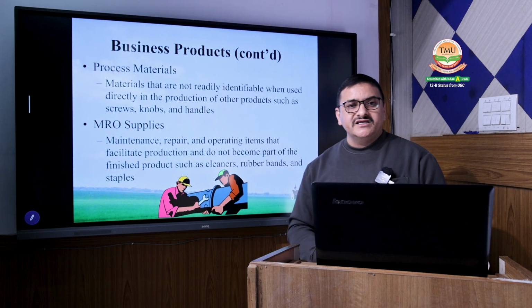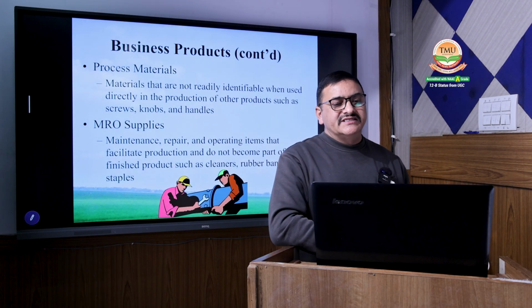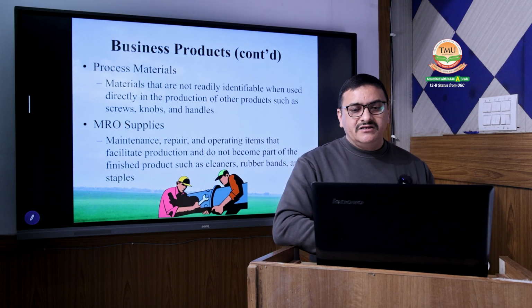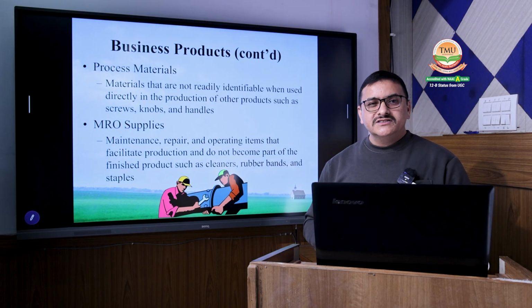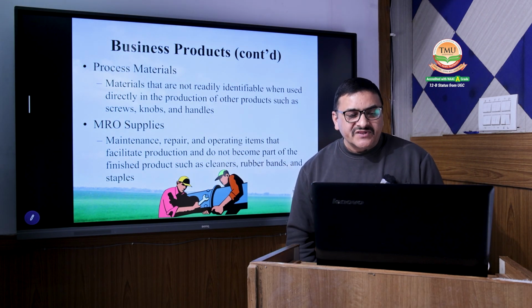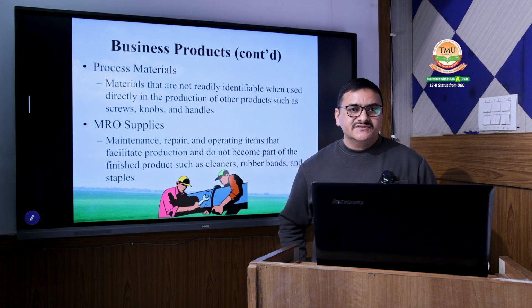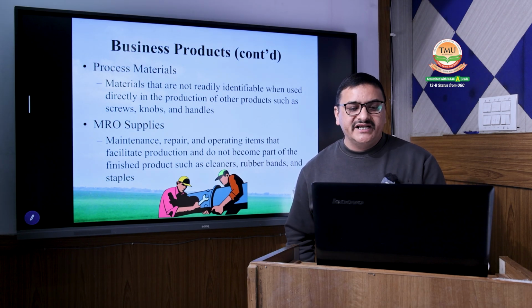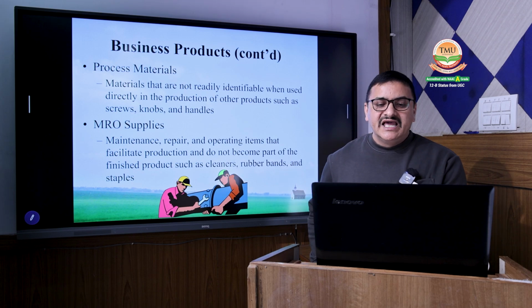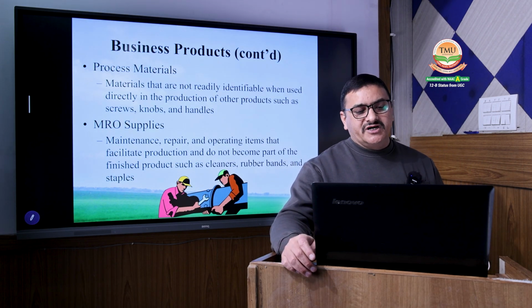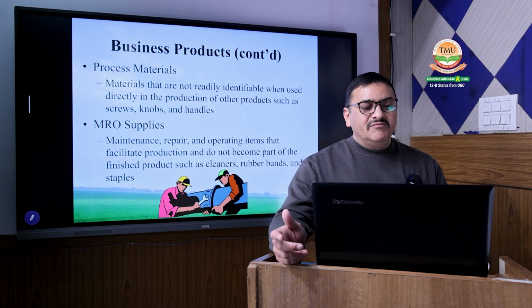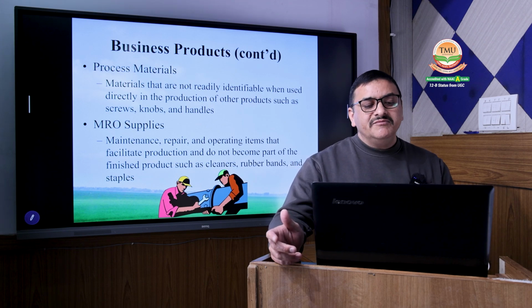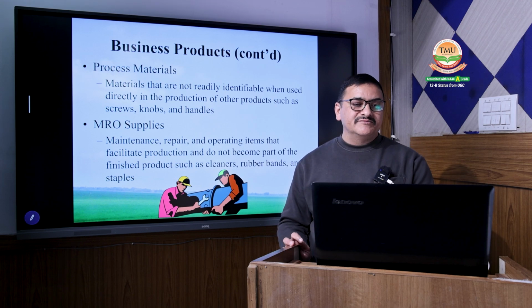Then we have processing materials. Processing materials means materials that are not readily identifiable when used directly in the production of other products, such as screws, knobs, handles. They all consist of process materials. Then we have MRO supplies. MRO means maintenance, repair and operating items that facilitate production and do not become part of the finished product, such as cleaners, rubber bands, staples. All these constitute MRO. MRO stands for maintenance, repair and operating items.